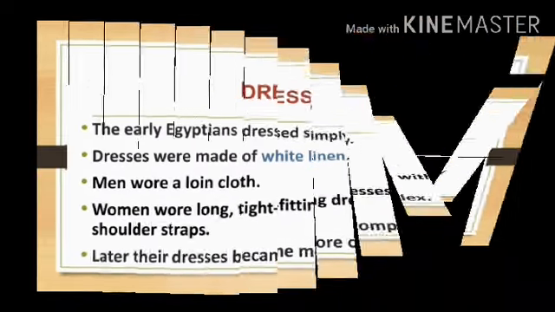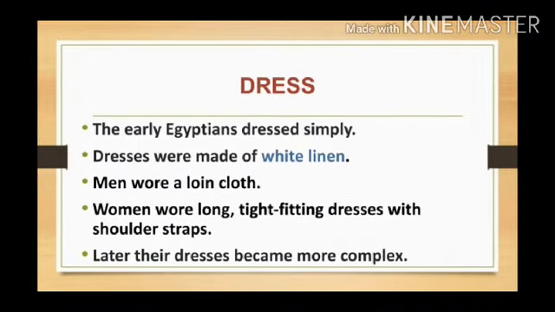Let us now learn about their dress. The early Egyptians dressed simply. Their dresses were made of white linen. The men wore a loincloth, and the women wore long, tight fitting dresses with shoulder straps. Later, the dresses became more complex. Both men and women wore elaborate jewelry, cosmetics, and wigs. Men paid as much attention to their hairstyles and complexion as women did.